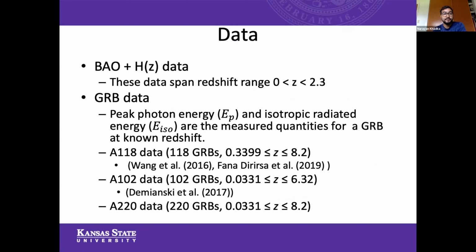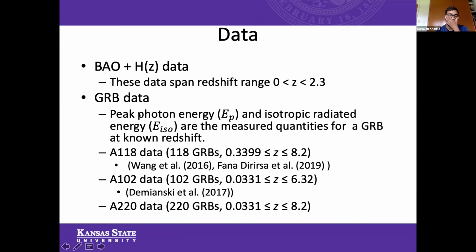So here are the data that we use in our research. The first data is BAO plus H(z): the baryon acoustic oscillation measurements and the Hubble parameter data. This data spans the redshift range from 0 to nearly 2.3, and this 2.3 is basically the highest of the lower redshift data. These BAO plus H(z) data are very trustworthy, so that's why we use this data to compare GRB results with the results obtained from it.